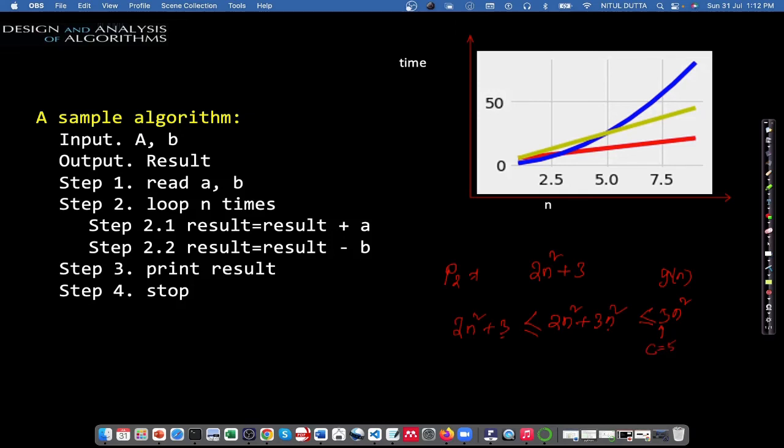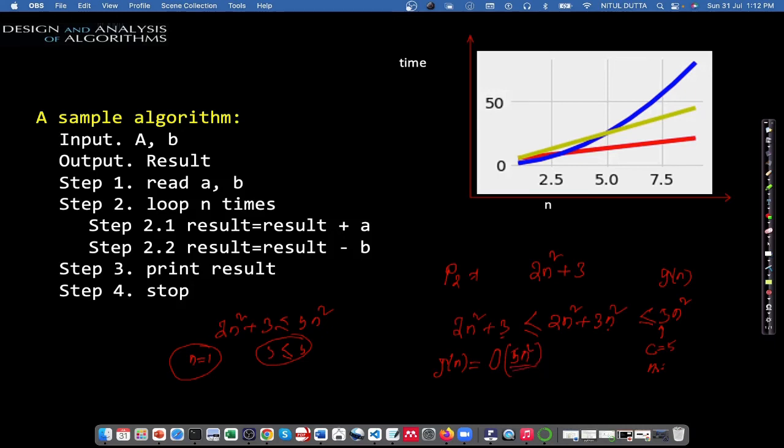However, to find the value of n naught, for 2n square plus 3 less than or equal to 5n square, if I put n equals to 1, then this is 2 plus 3, 5, less than or equal to 5. That means n equals to 1 works here. So we can figure out that g(n) is equal to order of 5n square. That may be the right choice.